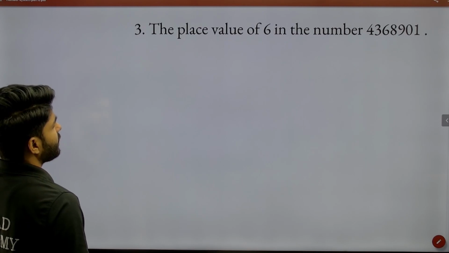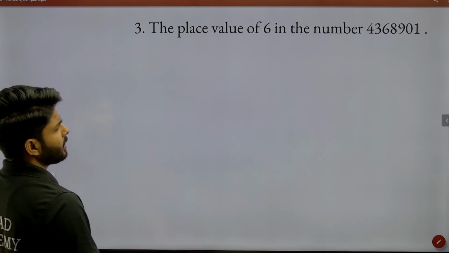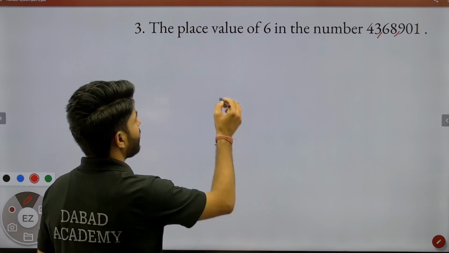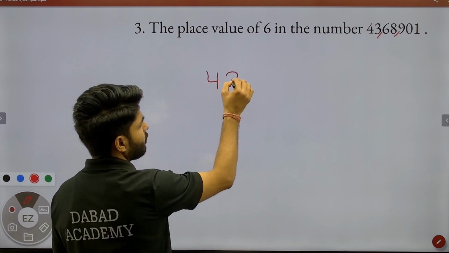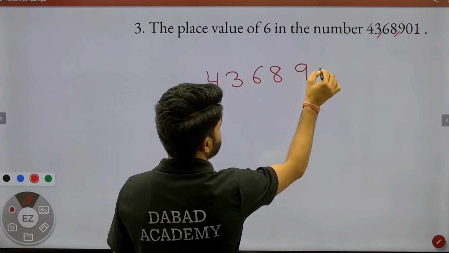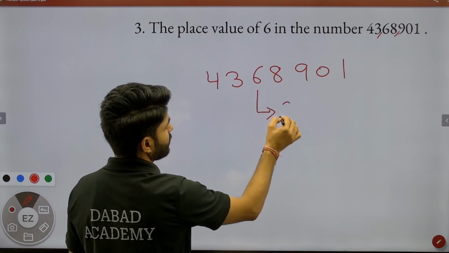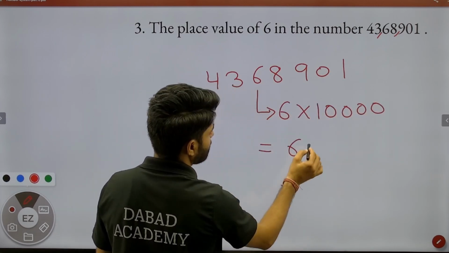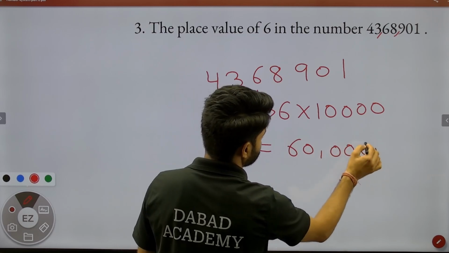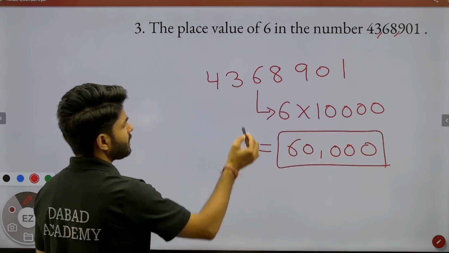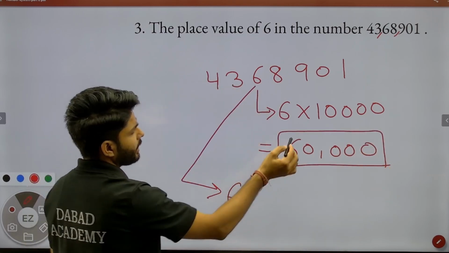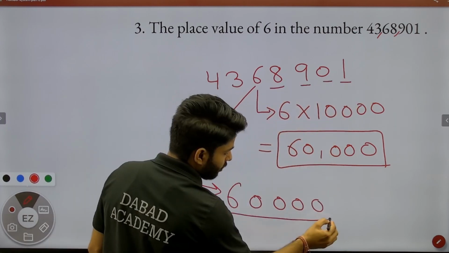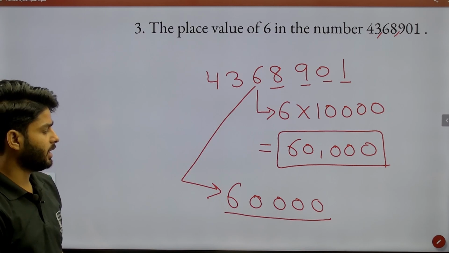In question number 3, the place value of 6 in the number 43,68,901. So first we have to write the number here, that is 43,68,901, and the 6 is in the place of 10,000, so we multiply it by 10,000, that is equal to 60,000. So the place value of 6 is 60,000, or we can simply write it as 6, and here there are 4 digits after it, so we write 4 zeros here. So the place value of 6 is 60,000.